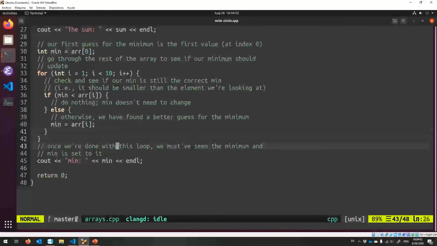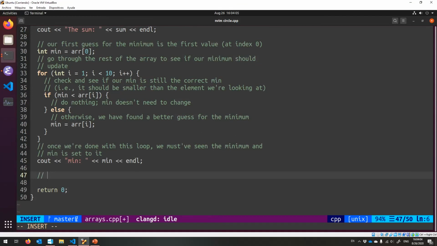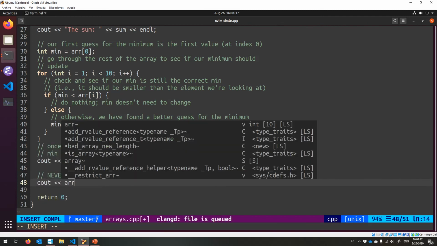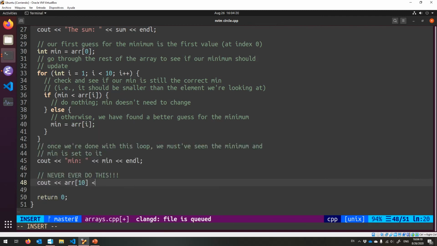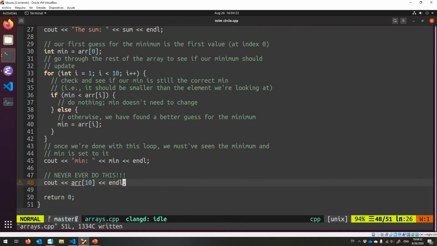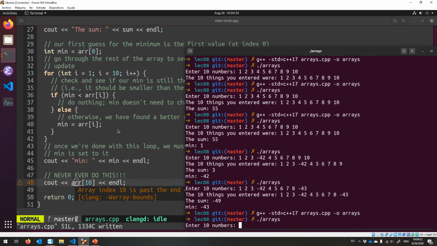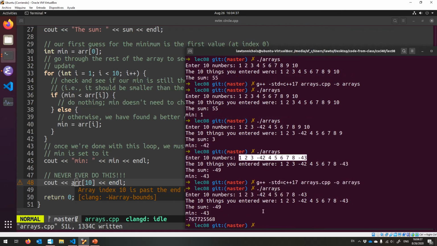Let me do that. And just, in all caps, never ever do this. And now I'm going to show you it. Cout ARR index 10. So it only goes to index 9, remember, because it's a size 10 array. And it's going to warn me. The compiler is going to warn me. But it will compile it still. 10 numbers. You can do those. Doesn't matter.